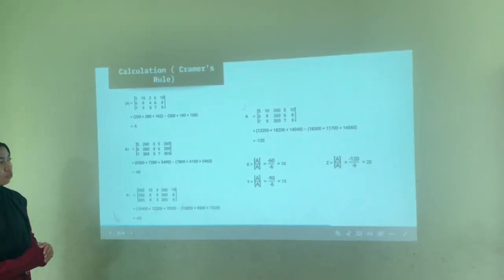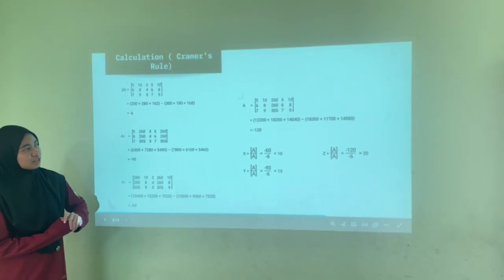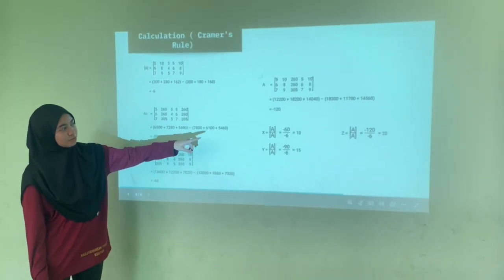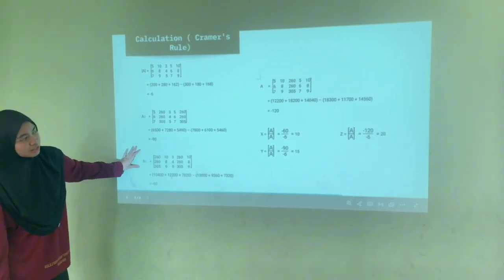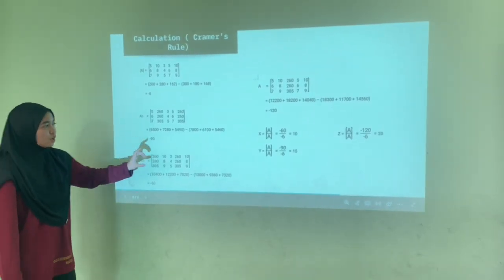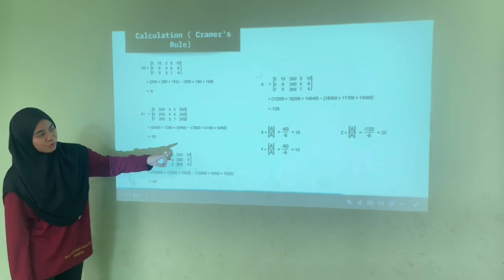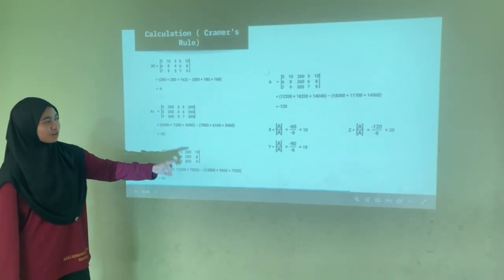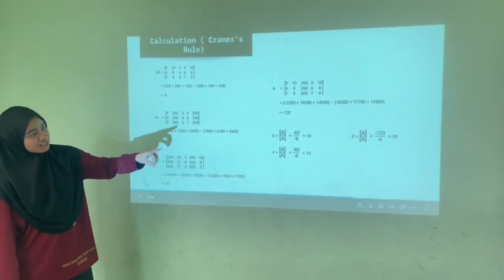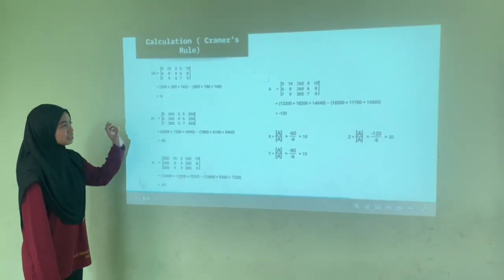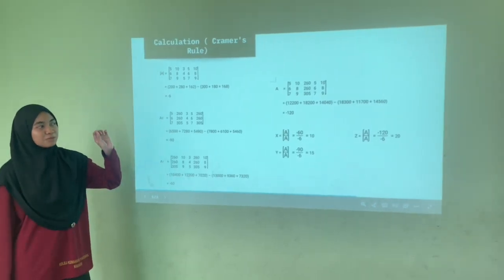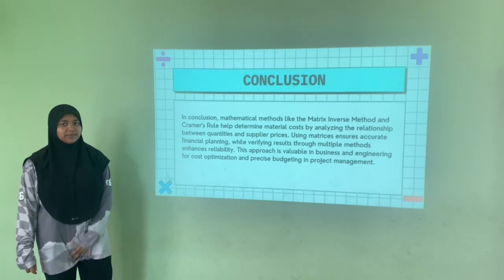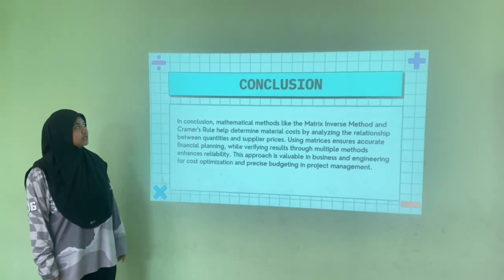Lastly, to find x, we take determinant A1 and divide it by determinant A. We got x is 10. Next for y, we take determinant A2 and divide it by determinant A. We got y is 15. Lastly for z, we take determinant A3 and divide it by determinant A. We got 20. Next, I will talk about the conclusion.